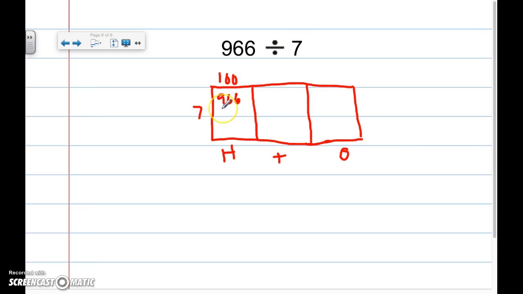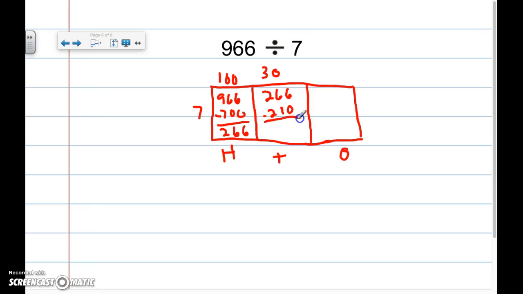7 times 200 is going to be 1400, so that's too big. But I can put 700 in the hundreds box. Then I'm going to subtract. And that gives me 266. So I have to move the 266 to the tens box. So I'm going to do 266, and I'm going to say how many tens go in there. Well, I know that 7 times 30 is 210. And 7 times 40 is 280. So that's too big because you cannot go over this magic number.